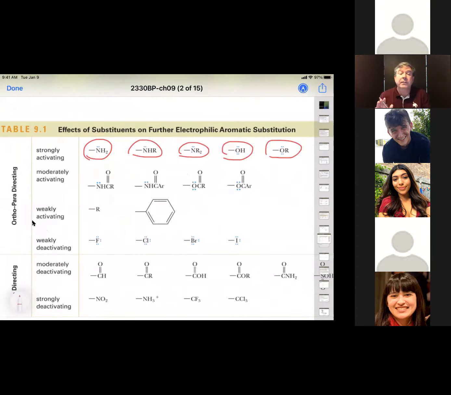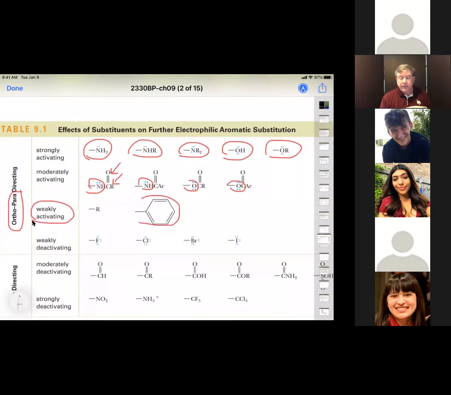Notice there's a lone pair right next to the ring. That lone pair can be donated into the ring to make more electron density, and more electron density means it's easier for it to reach out and grab that electrophile. Okay, these are moderately activating, because notice we still have that lone pair, but we have a carbonyl next to them. That carbonyl is partially positive. So some of the electron density is being pulled to the carbonyl, and the rest of it's going to the benzene ring. So it activates it, it directs it ortho-para, but it's not as strong because of this carbonyl group here.